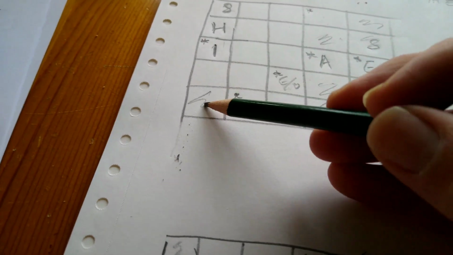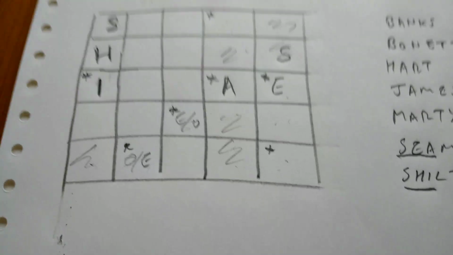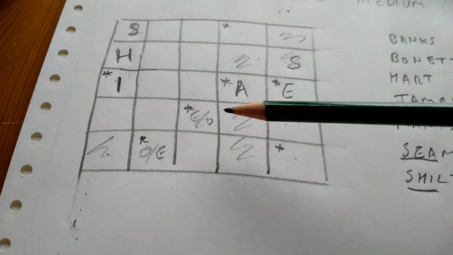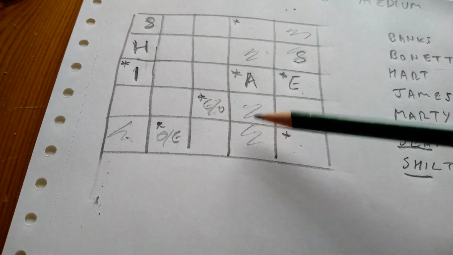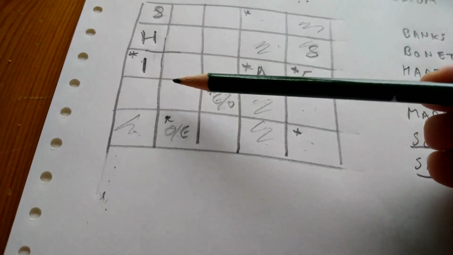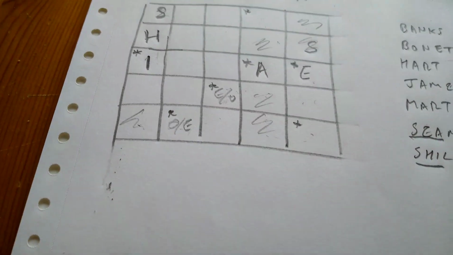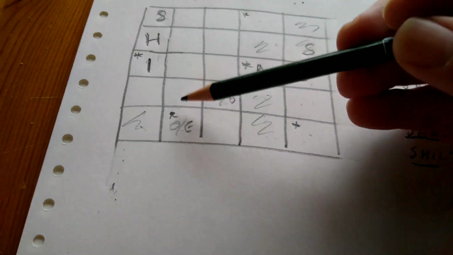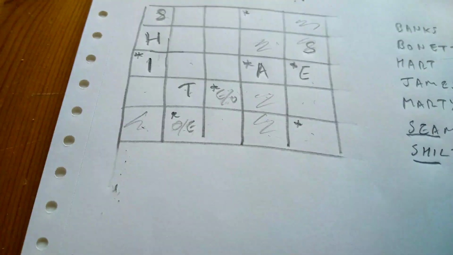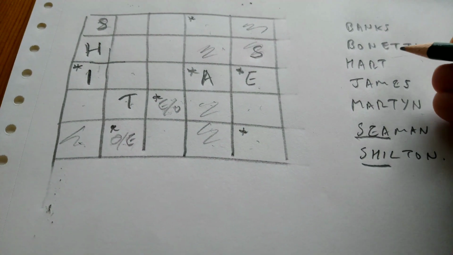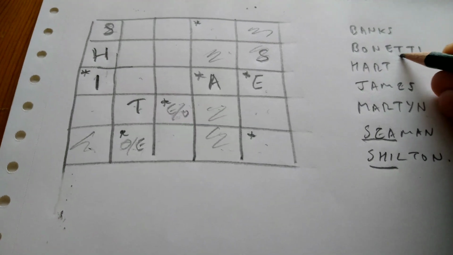And then the B would have to go there or there. In either case, if we go B-O-N-E, we've then got to get over to this I using the double T. Well, the double T could go there, there, or there. So we know that's a T. So what have we filled in of Benetti? Just one T.